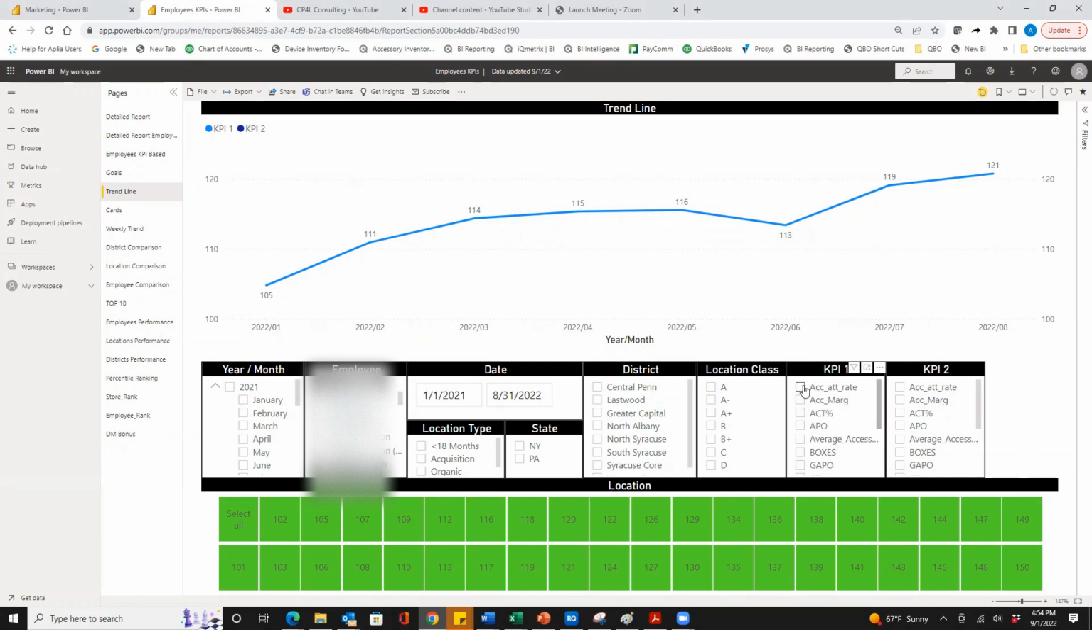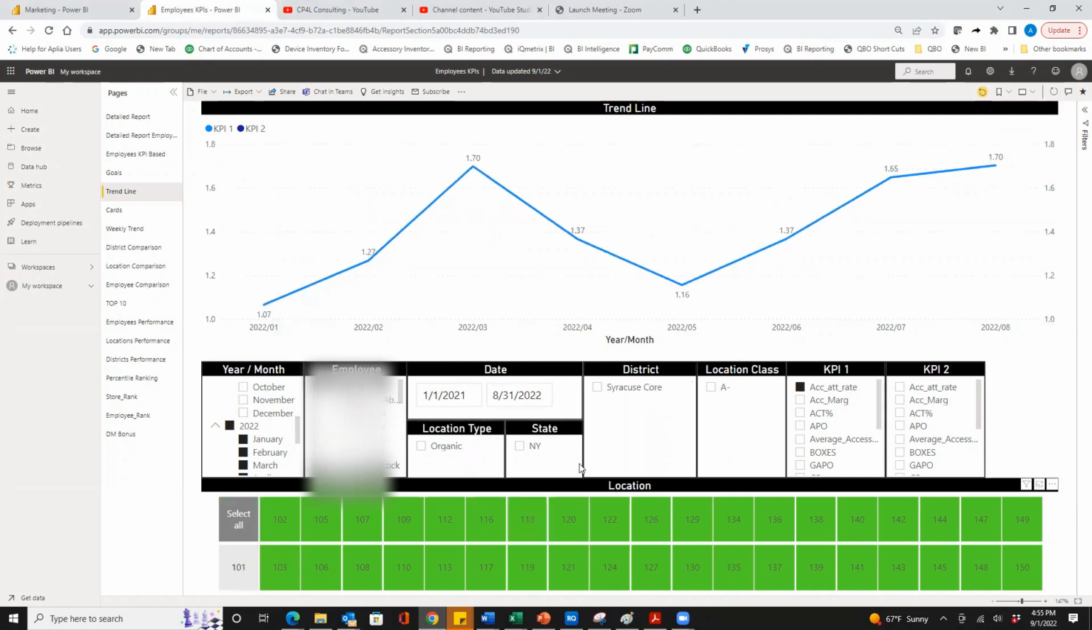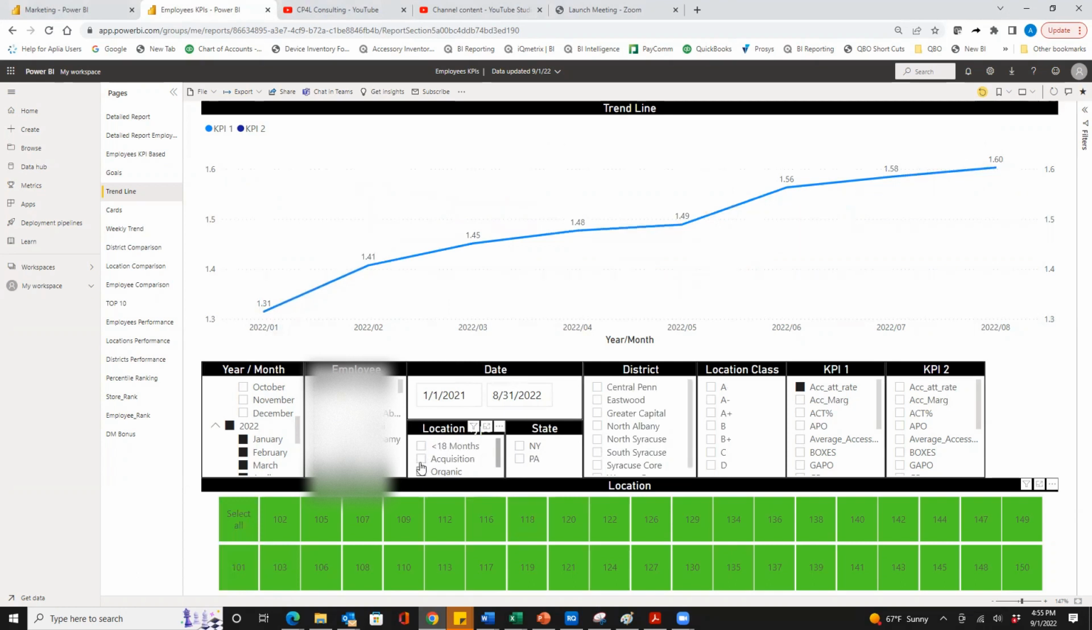Say that I want to know what is my accessory attach rate, and then I can select here the period and just see that movement over time. This is the flexibility of business intelligence reporting that goes beyond Excel, because you're moving from a static structure to a dynamic one where you're able to slice and dice the data and see a lot of different things. And so I want to see my accessory attach rate in a specific location, or in a specific type, stores that I've acquired or organic stores, a specific state or a specific class.